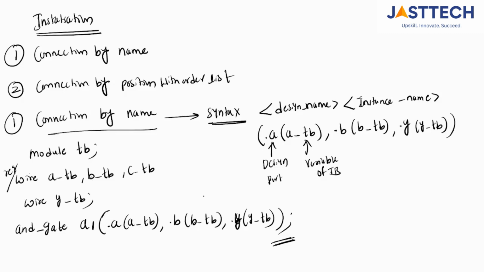Okay, next is connection by position with order list. Connection by position with order list means how I am writing it.